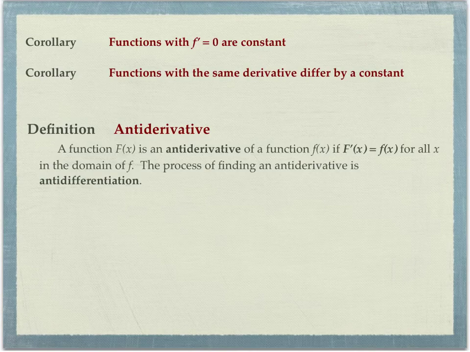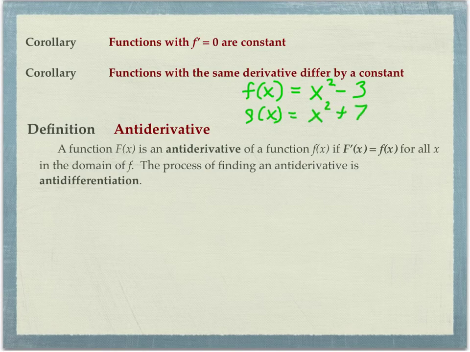And another one that, if you think about it, makes sense. Functions with the same derivative differ by a constant. So just for an example of what that might mean here, functions with the same derivative, if I had f of x equaled x squared minus 3 and g of x equaled x squared plus 7, clearly they're going to have the same derivative of 2x, but they're not the same function. But the functions will only differ by a constant.